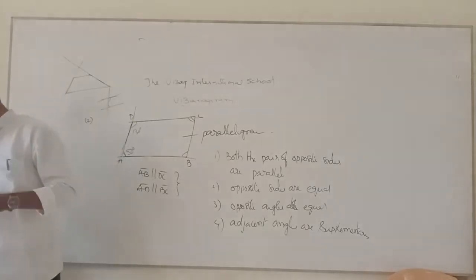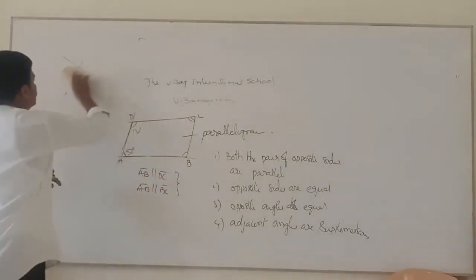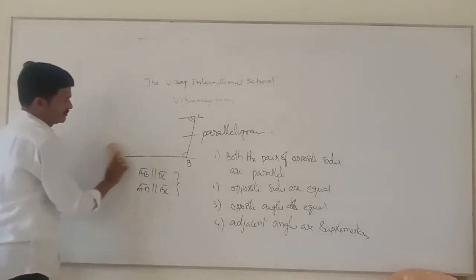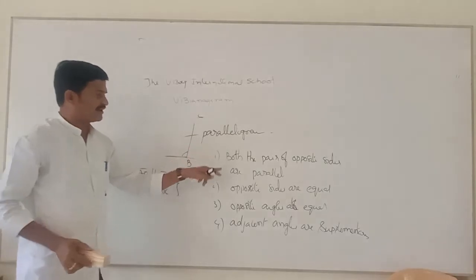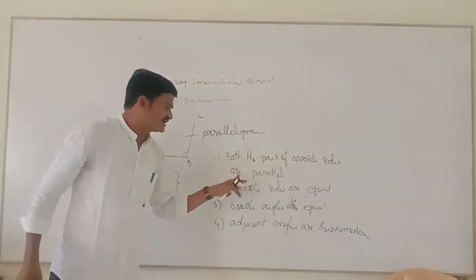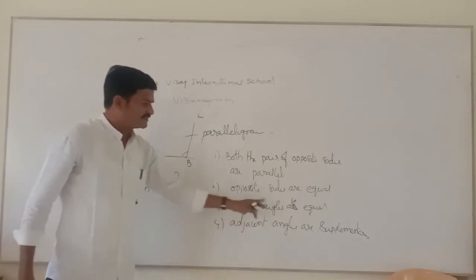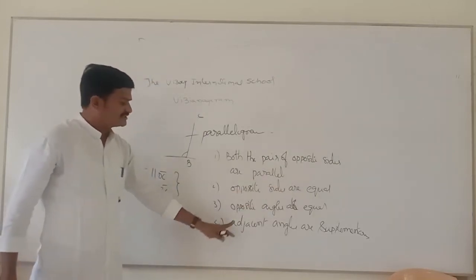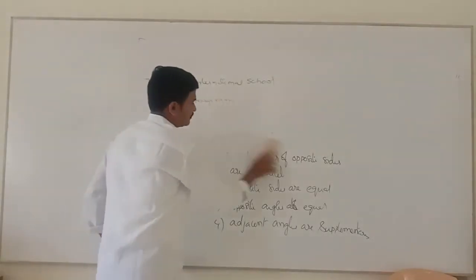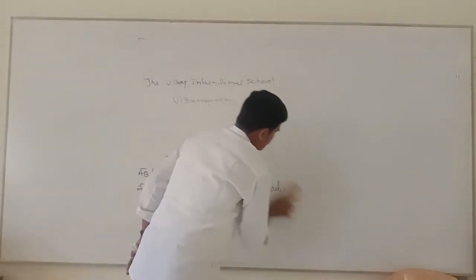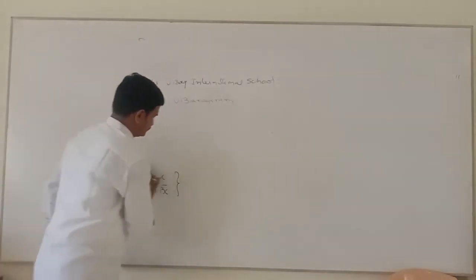And whereas coming to next one. So these are the properties of parallelogram, children. What are the properties of parallelogram? Both the pair of opposite sides are parallel. Opposite sides are equal. Opposite angles are equal. And adjacent angles are supplementary. Are you clear? Now, I will give you the notes after completion of this class.